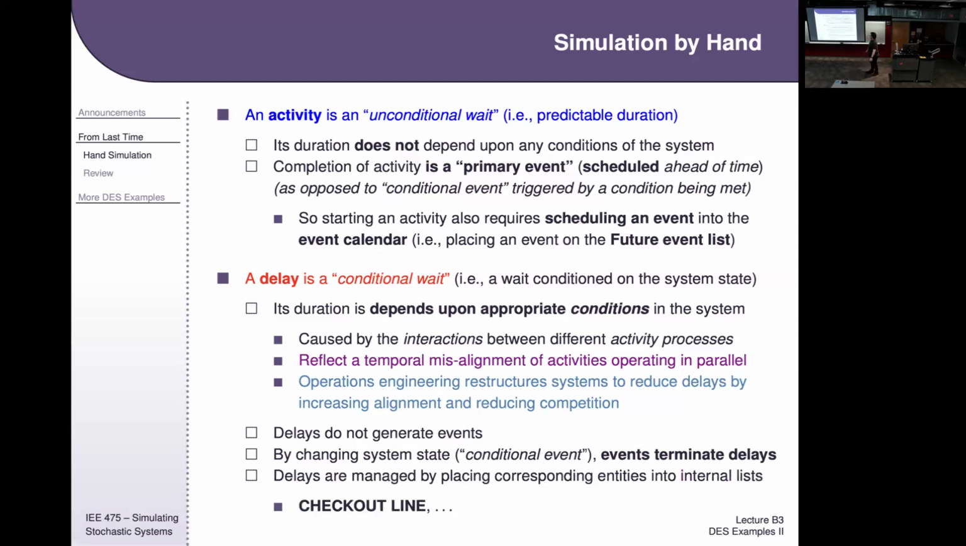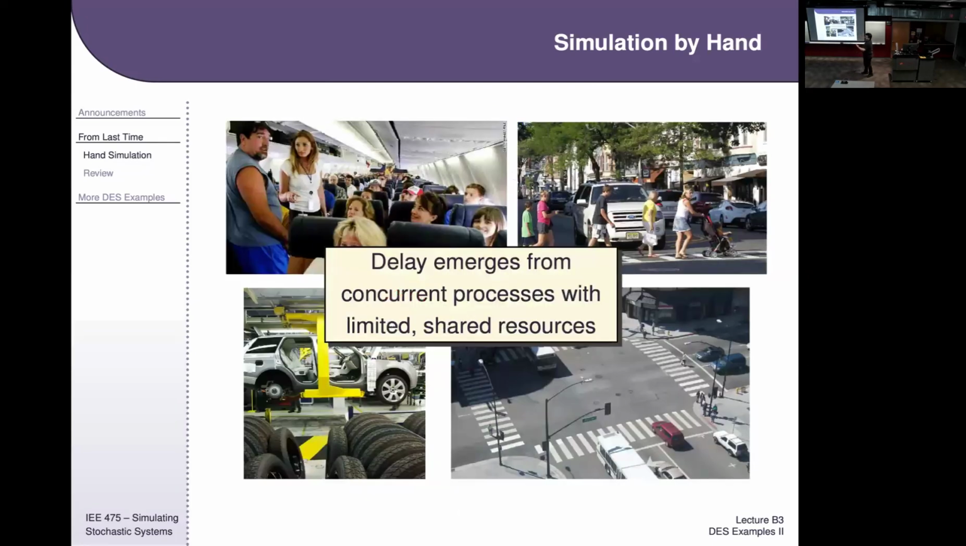And so we manage delays, as you're starting to see in the hand sim, by placing entities onto internal lists, because we don't have anything to do with them while they're being delayed. We have to wait for their logic to be triggered. So temporarily, we put them somewhere. Physically, in a real system, we put them in a waiting line. But in a virtual system, we might have a queue that we just call a checkout line, like you've seen in your hand simulation. So that's delays.